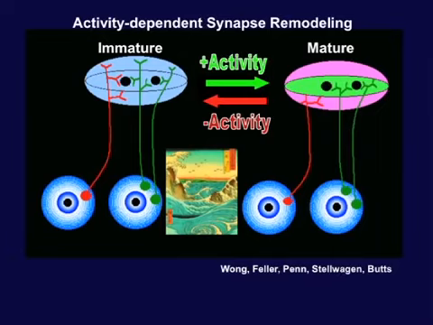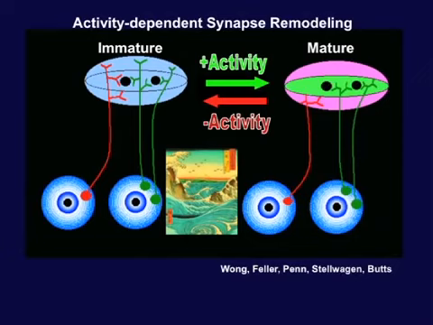Anyhow, so we discovered this by blocking neural activity during the period when this remodeling happens. And when we blocked activity, we discovered that there's a persistence of the immature pattern of connectivity. So there's a failure to remodel connections, and the eye-specific layers don't emerge during development.